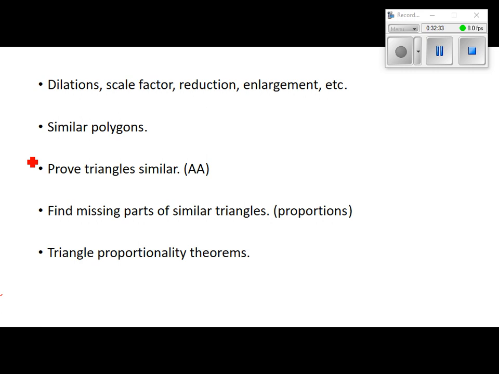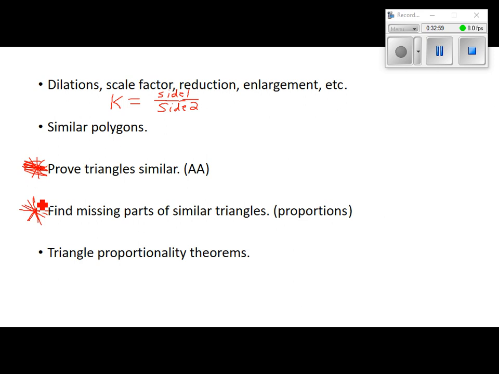Dilation, scale factor, reduction, enlargement. Remember, scale factor is K, and it's just two matching sides. Side one matched up to side two in the two different shapes. Might want to put an asterisk beside this one.